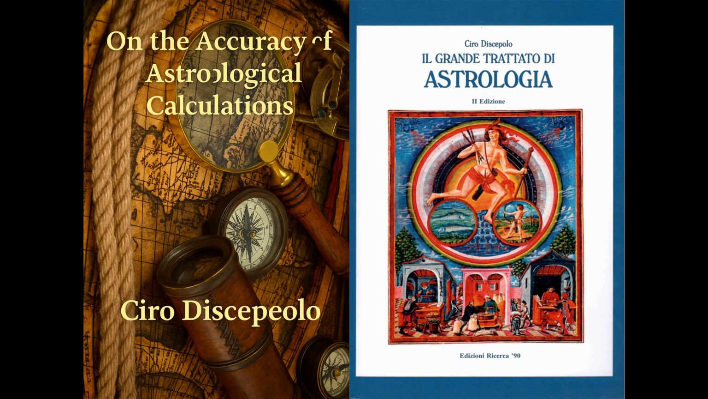From the book The Great Treatise on Astrology by Ciro Discepolo, Chapter 28, Precision in Calculations. I feel it's appropriate in a book like this to mention the precision in the calculations we use not only for drawing up a birth chart, but also for drawing up solar and lunar returns, primary directions, relocations, and more.